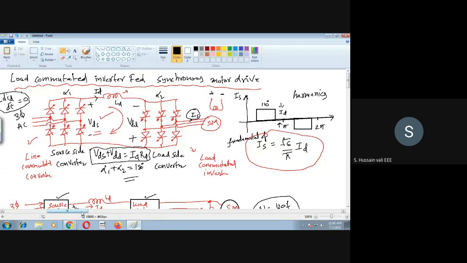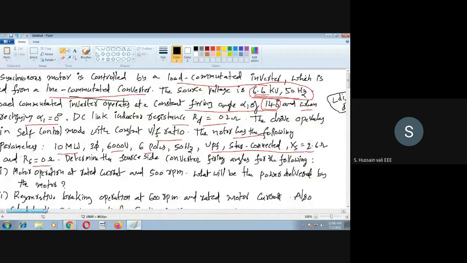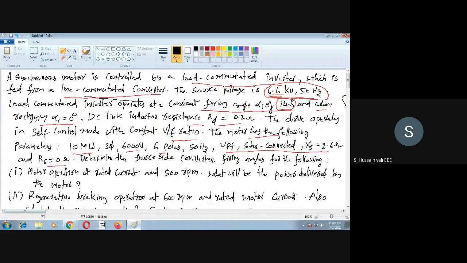So IS is the source current or stator current of the synchronous motor. And now the synchronous motor, what he has given, just see this now. Synchronous motor, he said star connected. One important data he has given, star connected. And the power factor is unity. So one thing we need to understand is that these are the rated values.